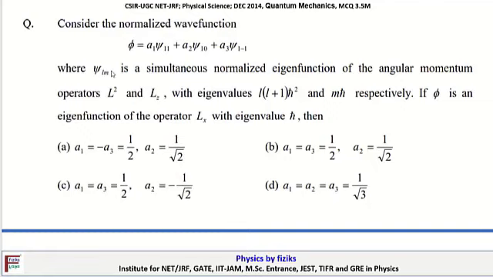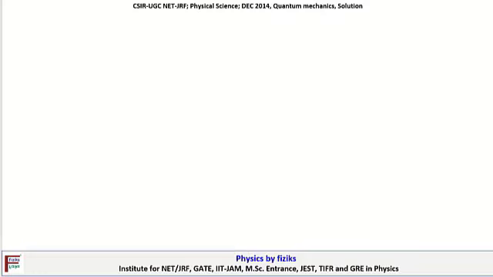Consider the normalized wave function phi equals A1 psi 11 plus A2 psi 10 plus A3 psi 1 minus 1, where psi Lm is the simultaneous normalized eigenfunction of the angular momentum operators L square and Lz with eigenvalues L(L plus 1) h square and m h cross respectively. If phi is an eigenfunction of the operator Lx with the eigenvalue h, then we have to determine under what values of A1 and A3 this wave function becomes an eigenfunction of operator Lx. Now, solution.